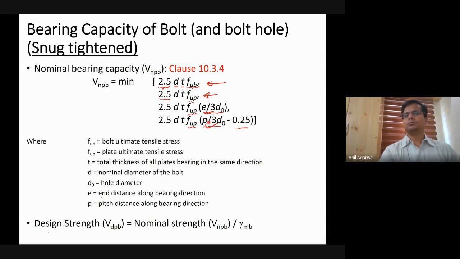Similarly, there is a minus 0.25 also here. So you can figure out the pitch value. So the pitch is basically in the longitudinal direction. What is the distance between the two holes? So if the pitch is approximately equal to again 3d0, then you don't have to consider the effect of the pitch, effect of the closely located bolts. And like before, the design capacity will be equal to nominal capacity divided by gamma, just like before. Okay, and this provision is given in clause number 10.3.4.